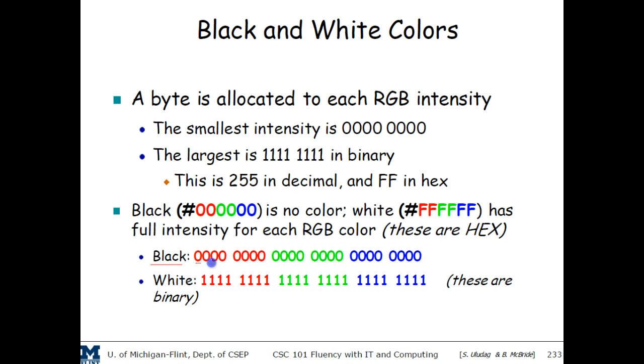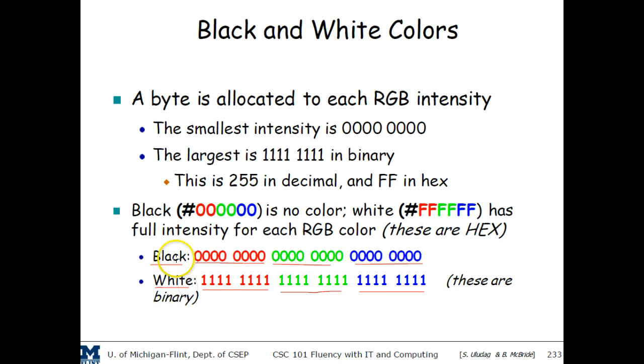So if we have 0, 0, 0, 0, 0, 8 zeros for the amount of red, the amount of green, and the amount of blue, we have the color black. When we're at the other end of the spectrum and we use ones in each of the locations of the 8 bits for the color red, the color green, and the color blue, which is also represented as a value of 255 in decimal, then we get the color white in the pixel.